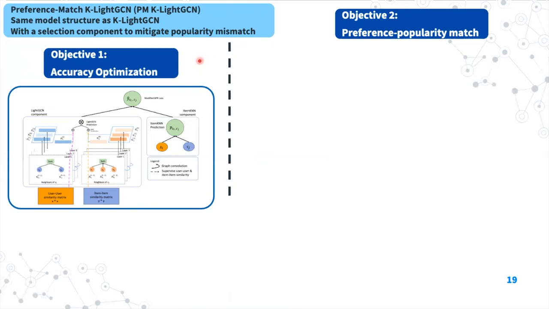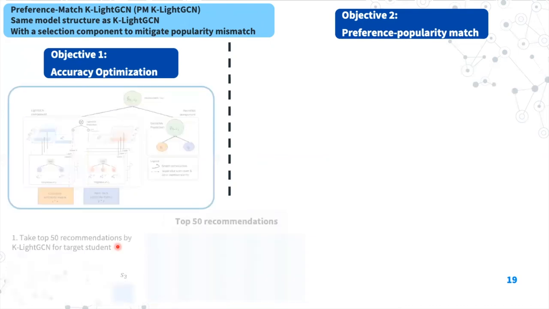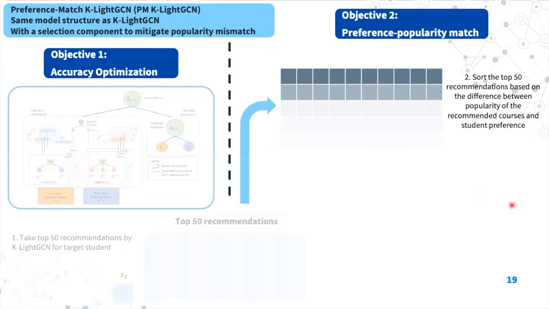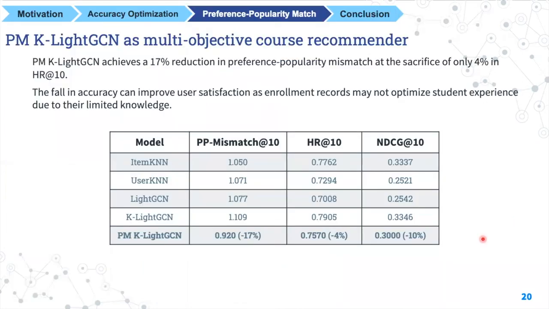To achieve the first objective, we take top 50 recommendations by K-LightGCN for the target student. To incorporate the second objective, Preference Popularity Match, we then sort the top 50 recommendations based on the difference between popularity of the recommended courses and student preference. And then we will only be keeping the top 10 courses with popularity closest to target students' preference as a final recommendation. Here's the model performance.